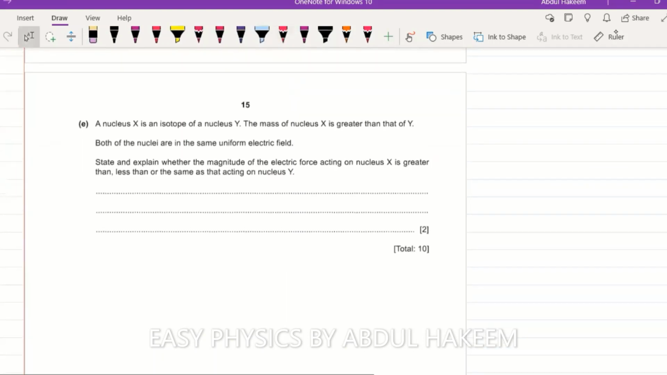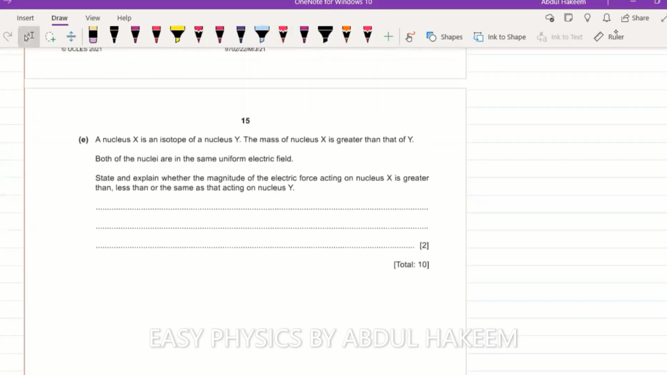And the next, a nucleus X is an isotope. The mass of the nucleus X is greater than this Y. Both the nuclei are in the same uniform electric field. State and explain whether the magnitude of electric force acting on the nucleus differs. Yes, I have discussed already. Same force because F is equal to EQ. When field same, charge same, so same force is experienced by the particle.